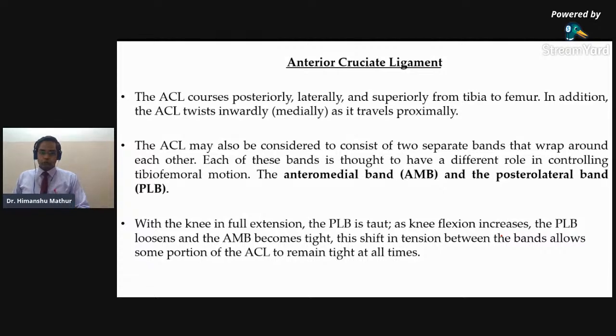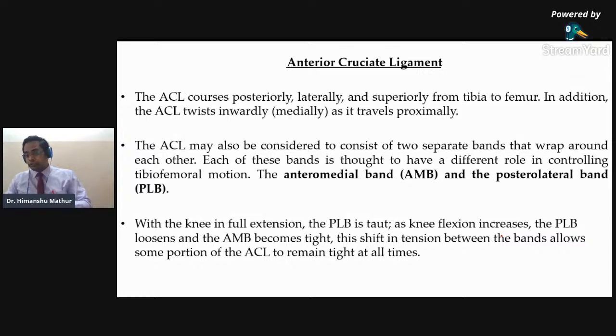All right. So I was talking about that the ACL courses posteriorly, laterally, and superiorly from tibia to femur. In addition, the ACL twists inwardly or medially as it travels posteriorly. Okay, ये थोड़ा सा ट्विस्ट होता है मीडियली. अब ट्विस्टिंग की वजह ये है कि जो दोनों बैंड्स होते हैं, the two bands that I was talking about, the AMB and the PLB band, they are intermingled with each other, they are coiled within each other. जैसे लड़कियां चोटी बनाती हैं ना, बिल्कुल वैसे ही they are coiled within each other. Okay, तो दोनों ही coiled होते हैं, such that some part of the ACL is in tension in every motion.